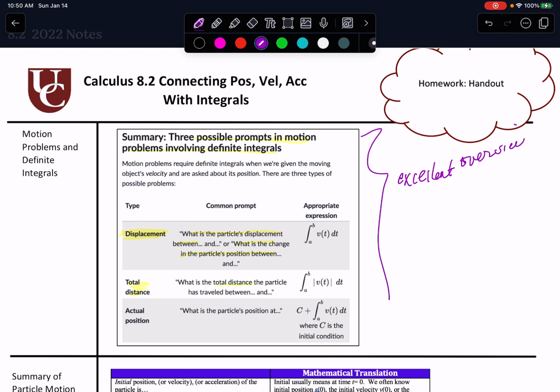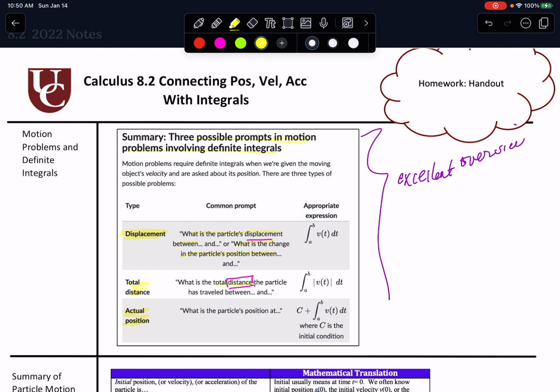A lot of times, guys, this will just say the distance, and you're supposed to assume that it means total distance. So be careful. Try to figure out for sure whether they're talking about displacement or distance. And then the third one is about, hey, where is it right now? What's the actual position? Okay, so let's look at these 3 and how you work with them.